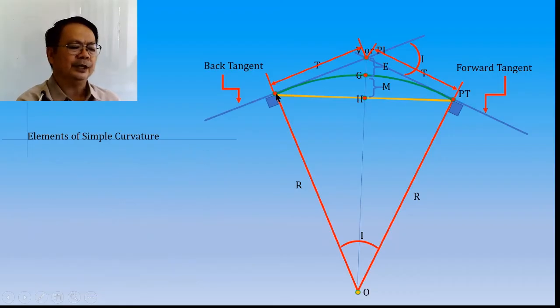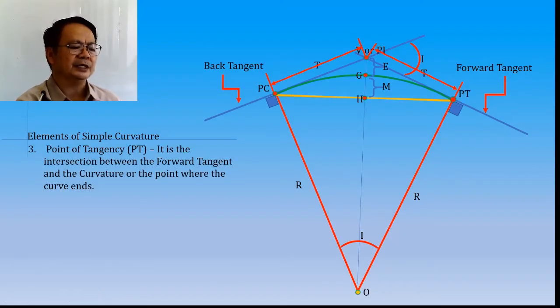The next element is the point of tangency. Makikita natin dito yung point of tangency. And how do we define it? It is defined as the intersection between the forward tangent and the curvature, or it is the point where the curve ends. Ito daw yung point na kung saan nag-e-end yung ating curvature.